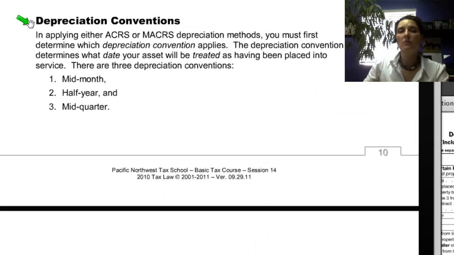So we've learned about what a depreciation system is. Now we're going to learn about what a depreciation convention is. In applying either the ACRS or MACRS depreciation methods, you must first determine which depreciation convention applies. The depreciation convention determines what date your asset will be treated as having been placed into service. There are 3 depreciation conventions: mid-month, half-year, and mid-quarter.